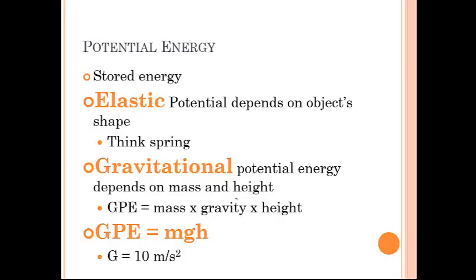The second type of potential energy is the gravitational potential energy, and this is the potential energy that depends on the mass and height. And there's another equation that we can use for the gravitational potential energy. So this is mass times the gravity times the height. And the gravity, because as long as we're on Earth, gravity is going to be a constant number. So you can round that up to 10, or you can actually leave it as 9.81 meters per second squared, because that's the acceleration of gravity here on Earth.